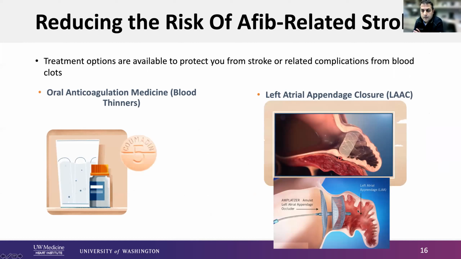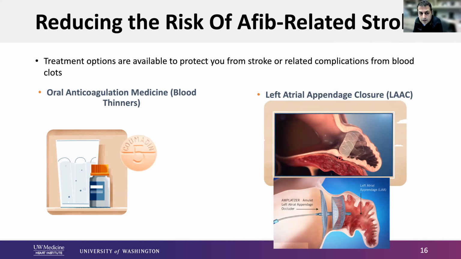So how do we reduce the risk of stroke? We first have to look at several risk factors on the clinical side. We look at age, we look at other associated conditions like diabetes and high blood pressure, and a previous history of stroke, and congestive heart failure, prior heart attacks. All of those things actually factor in the way we assess every individual's stroke risk.